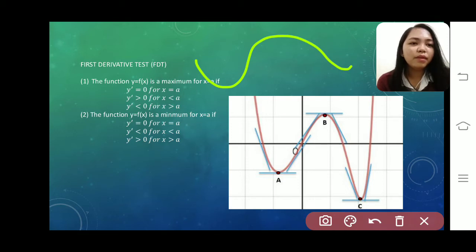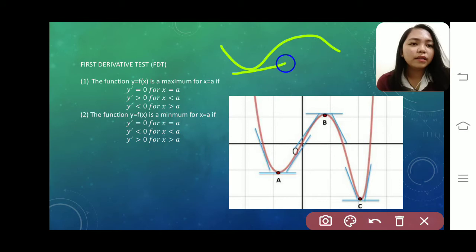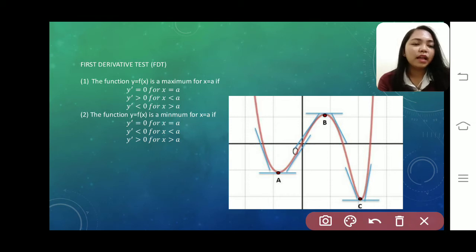So, halimbawa, magdo-draw ka ng tangent line at this point, hindi pwede kasi mag-i-intersect siya doon. So, meaning, ang magiging tangent line mo lang is itong pahiga lang dito. Dapat hindi siya mag-i-intersect doon sa curve mo. At dapat at exactly 1 point lang.